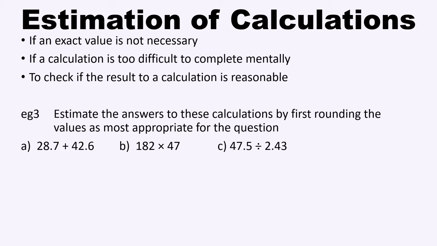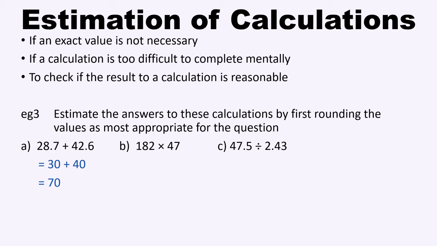Estimate the answers to these calculations by first rounding the values as most appropriate for the question. As they're leaving it open to you, you should round these values in a way that's going to make it easy for you to perform the calculation. You may be thinking, I can perform those calculations mentally no problem, just by doing some working out. Question A might require column addition, or if we round these values, we could just easily add together 30 plus 40, mentally, that's 70, and get a pretty good idea of what the answer would have been if I calculated it accurately.